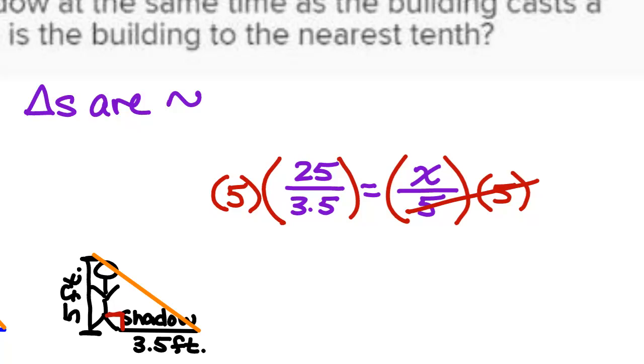Now I'm going to grab my calculator. We're doing 5 times 25 divided by 3.5, or 25 over 3.5. We're not going to get a whole number. That's okay. Let's take it out to, say, 2 decimal places. Can you read that out to 2 decimal places for me? 35.71. Oops, I wrote 37.